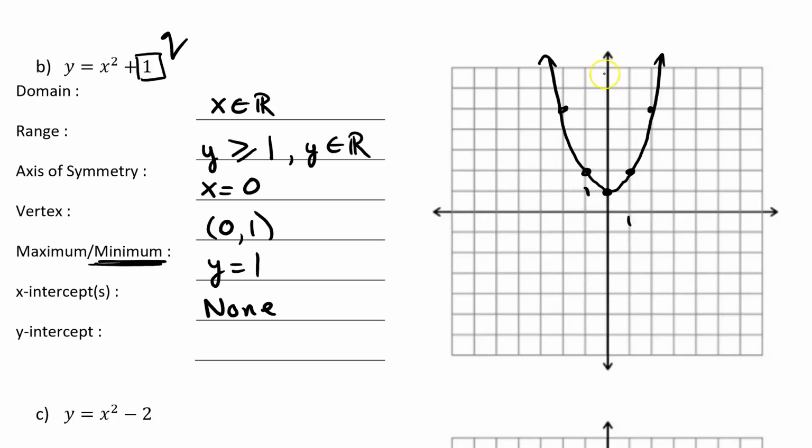Just as an aside here, the discriminant for this one right here would be negative, because never will you have any solutions for this equation. You never have a solution for the equation where y equals 0. The y-intercept is going to be y equals 1. You will always have a y-intercept.